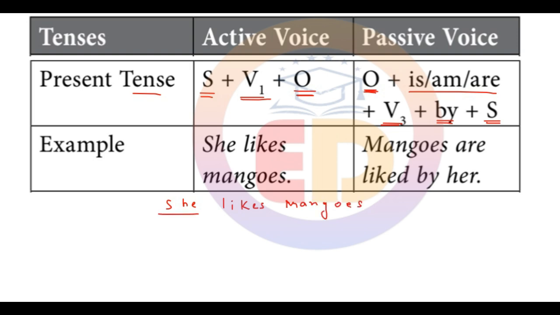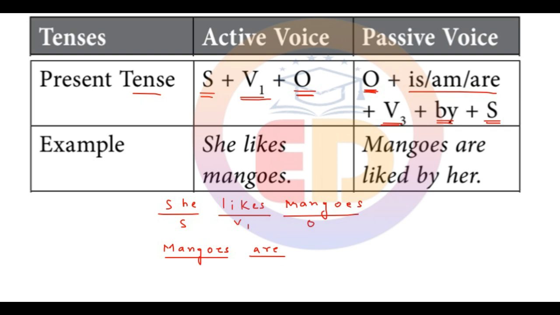She is the subject, likes is the first form of verb, mangoes is the object. Now when we convert it into the passive voice, the object mangoes will become the subject. It will come in the beginning, mangoes. Now mangoes is plural, so the helping verb will be are.